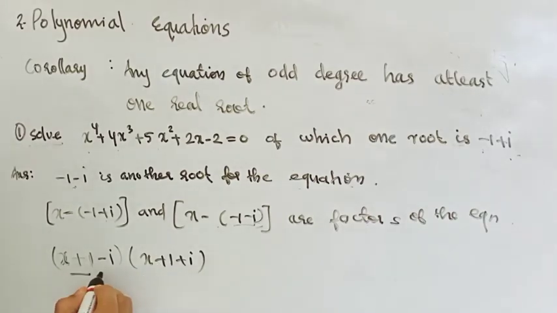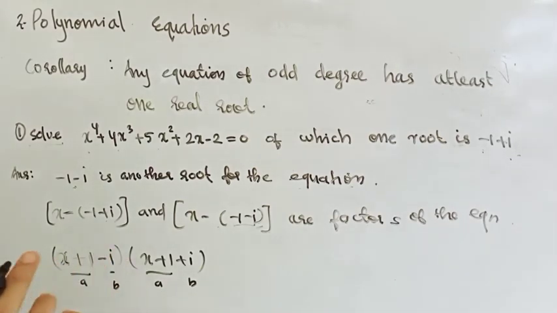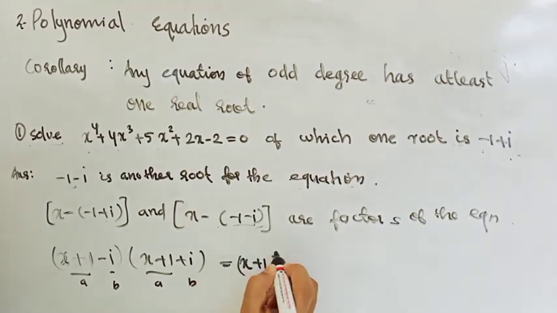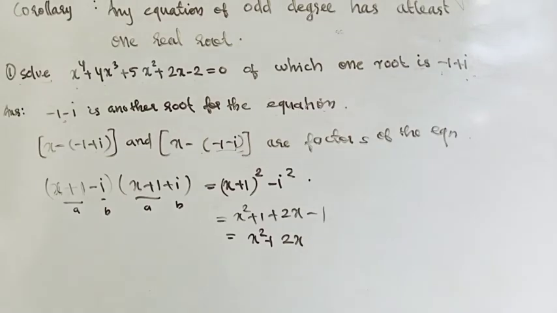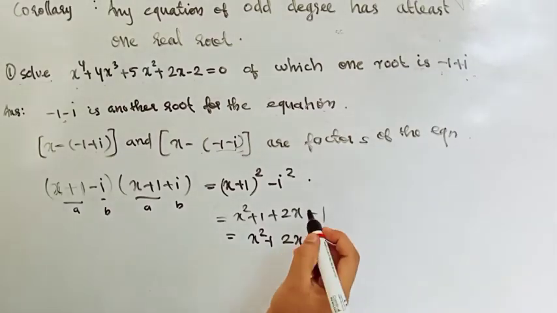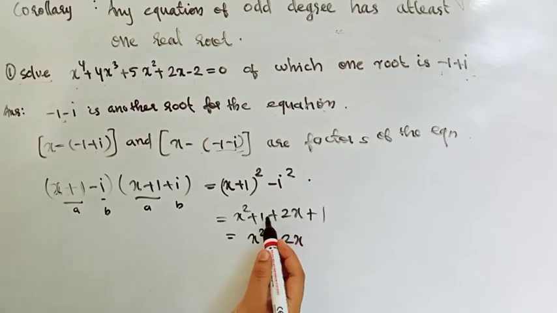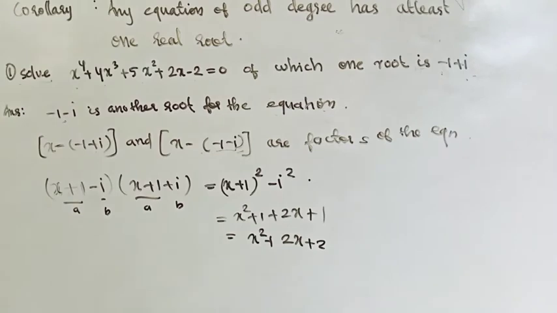This is in the form of a minus b into a plus b, that is a minus b into a plus b is equal to a square minus b square, which is equal to x plus 1 whole square minus i square. Okay, x plus 1 whole square is equal to x square plus 1 plus 2x, minus i square. I square is minus 1, minus of i square is plus 1. So x square plus 2x plus 2 is another factor of x raised to 4 plus 4x cube plus 5x square plus 2x minus 2 equal to 0.